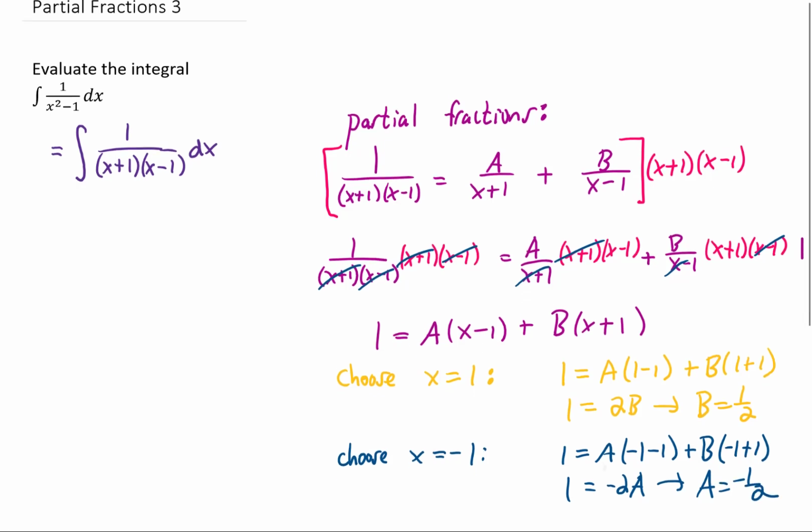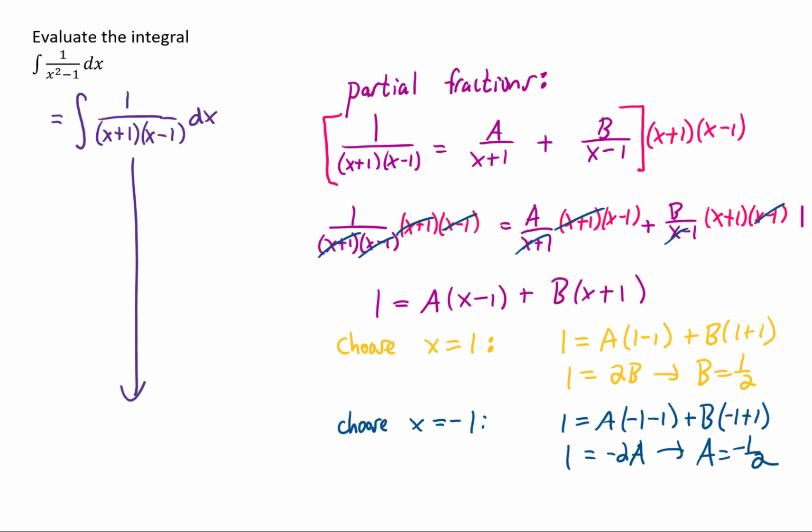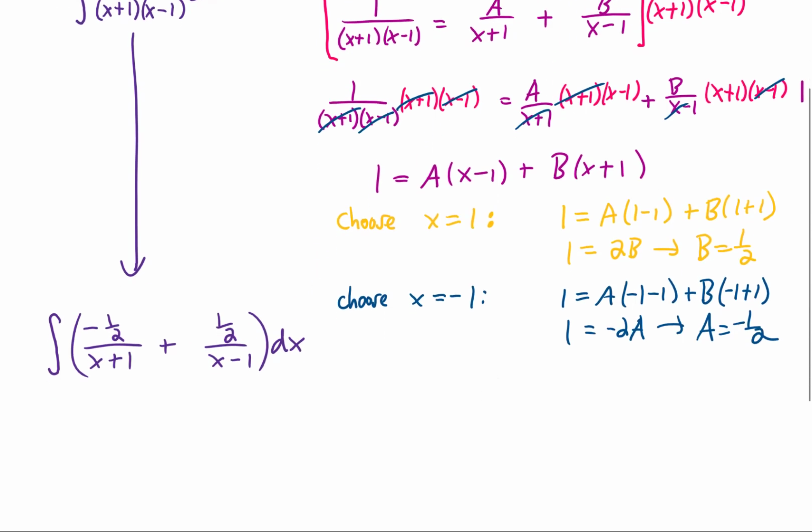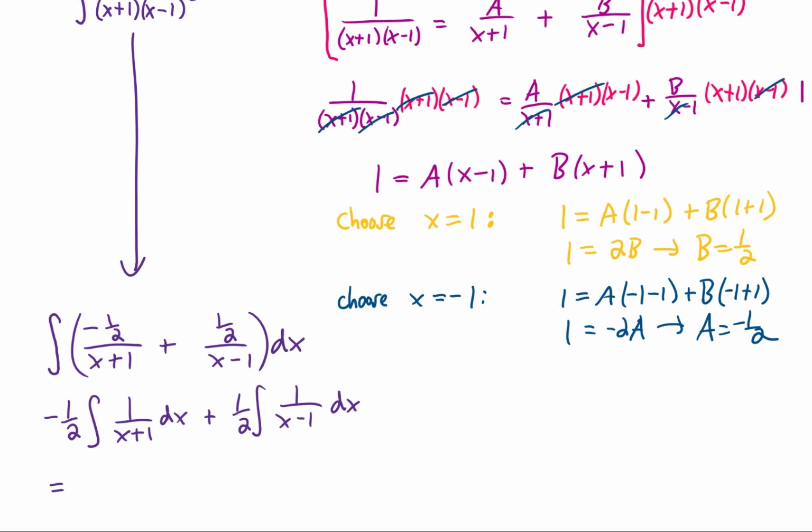Now we did all of that work just so we could rewrite this integral, and to do that we're going to replace the original integrand with this piece up here with A equals negative 1/2 plugged in and B equals positive 1/2 plugged in. Rewriting these two integrals just by pulling the 1/2s out shows us that we have a couple of easy integrals to complete this problem.